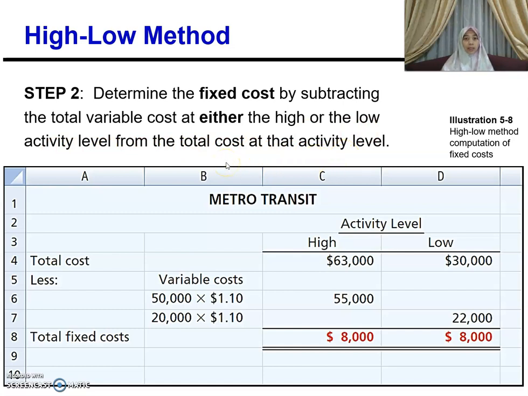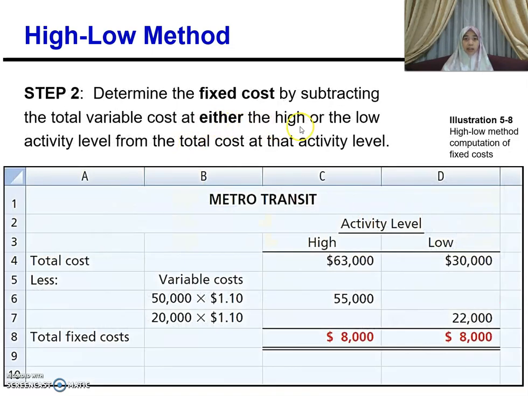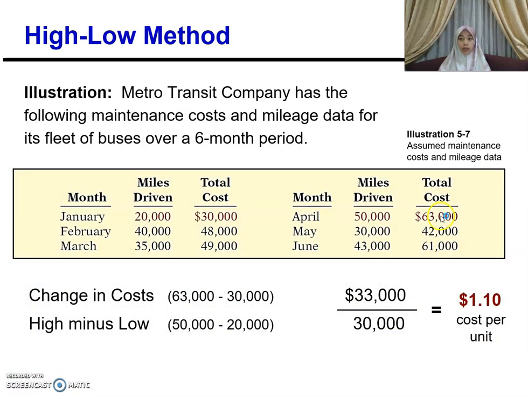So to understand this better, let's say you can use it at the 63,000 level or at the 30,000 level. That is what is meant by you can either take the high or the low activity level. If you take the high activity level, the total cost that you have identified is 63,000. Now you need to know how much is the portion of your variable cost and how much is the portion of your fixed cost out of that 63,000.